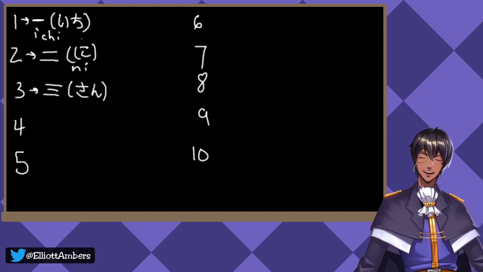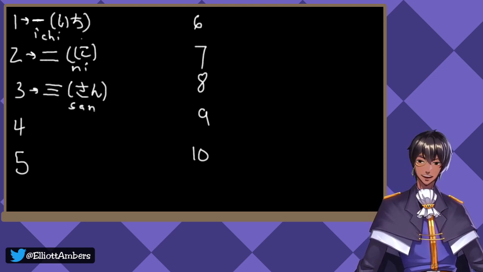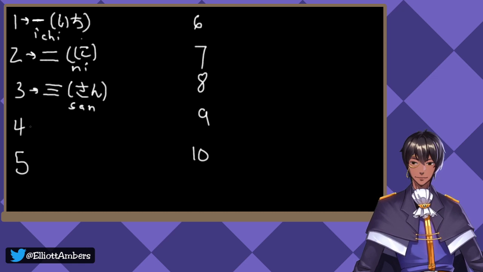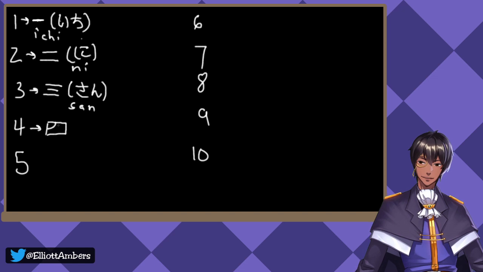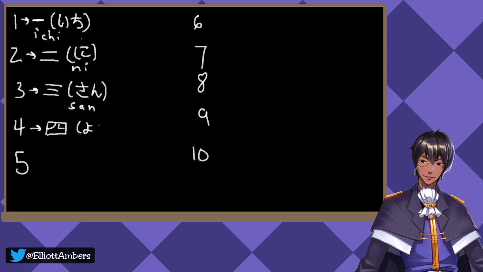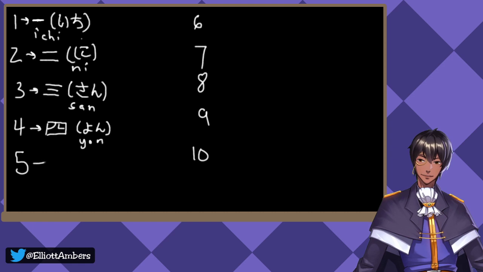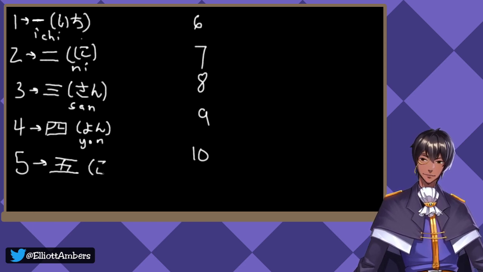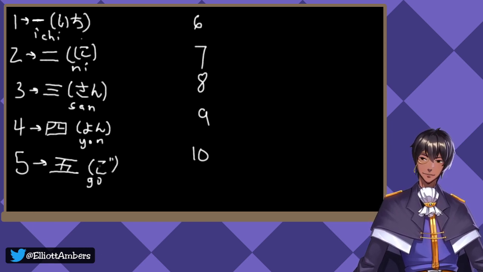And yes, San is 3, and San is also the honorific we use when referring to most people. There's a lot of overlap in words in Japanese. 4, things get off the rails here. This is Yon. 5 is... Oh, really gets off the rails here. Go. Ichi ni san yon go.